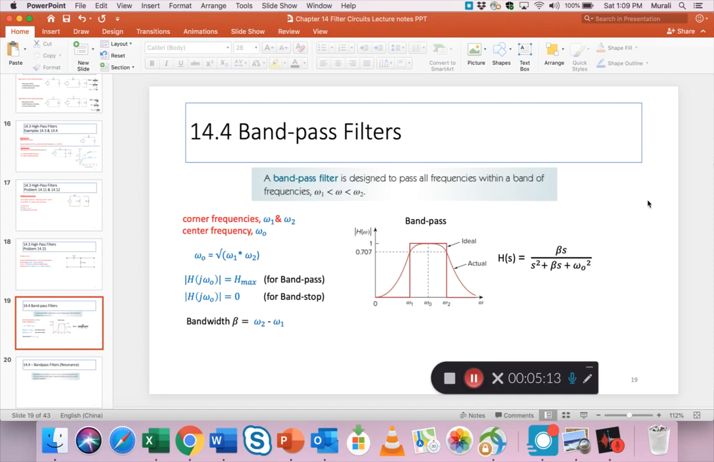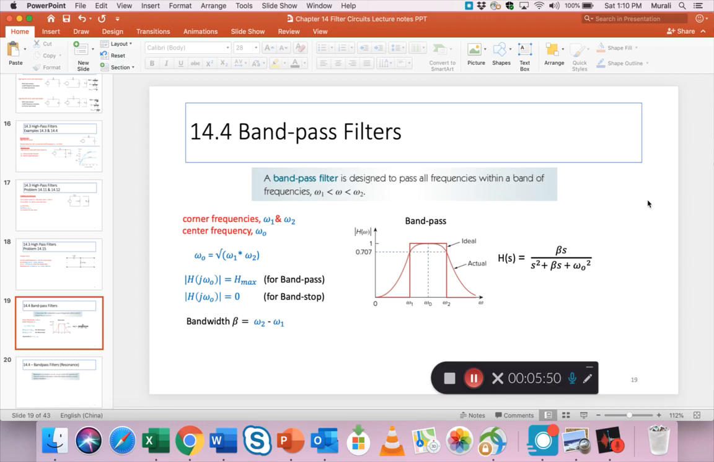Now, the big difference compared to the previous forms of filters we just studied is that there we only had one cutoff frequency, right? Here, as you can see, there are two cutoff frequencies or two corner frequencies, omega 1 and omega 2 in this drawing. And then there's something in the middle also called the center frequency, omega 0. All three are important. They're used quite a bit in filter design and in solving problems, so you have to become familiar with them.